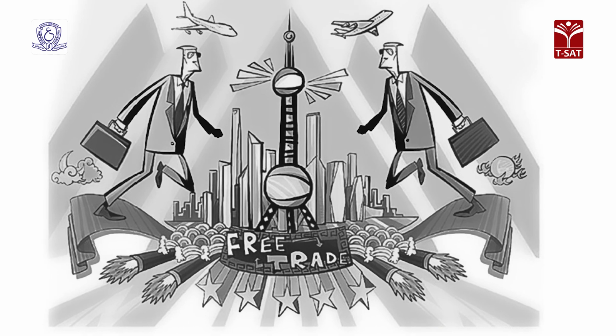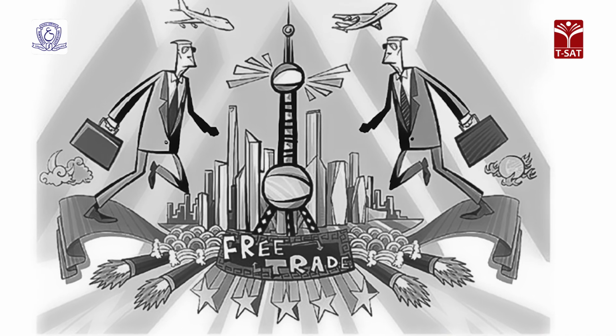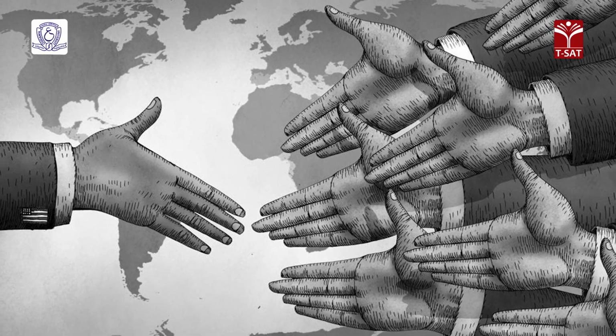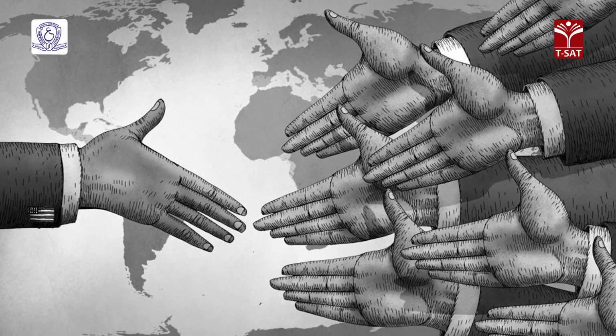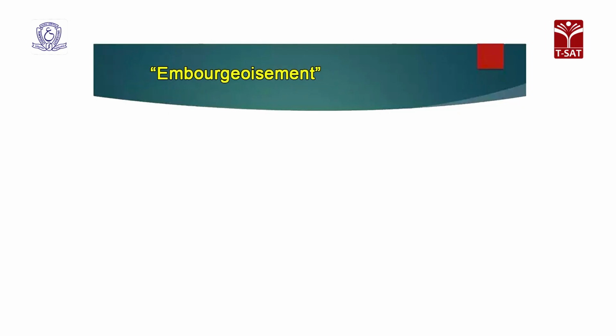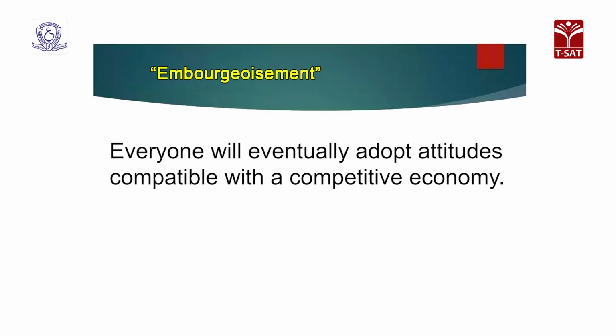Liberal perspective has been allied with the progress of the capitalist world. Its subscribers seek to remove restraints upon the capacity of individuals to participate in economic competition. Liberalists have argued that the economic independence associated with capitalist regimes also breeds a sense of moral independence. Liberal perspective supports a process of embourgeoisement in which everyone will eventually adopt attitudes compatible with a competitive economy.